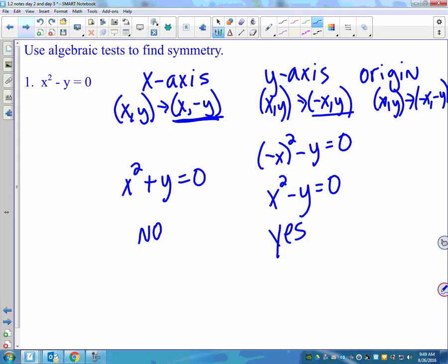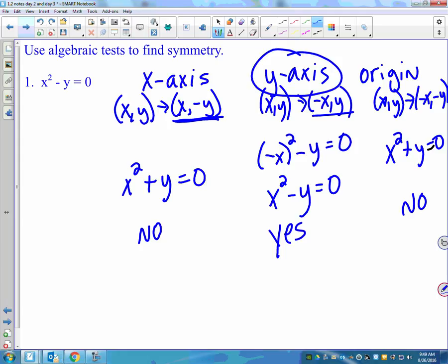So you can tell by just looking, and sometimes, if I make x negative and y negative, is that going to work? No, because the x would stay the same, but the y wouldn't. So this is an example that it's only symmetric with the y-axis. You could just say y-axis, or you could say no, yes, no, however you want to do it. I think on homework you have to choose which one it is.